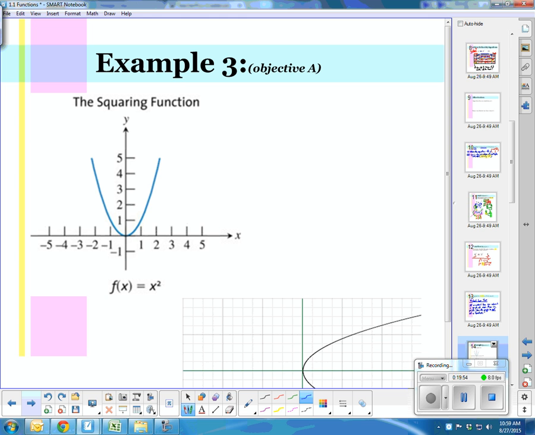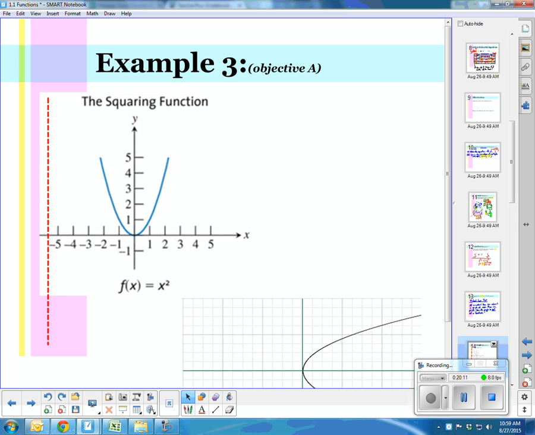I've got a couple of examples here. One is the squaring function. If I draw some vertical line, make that nice and vertical, and I drag that vertical line across, I can see that I'm intersecting at 1 point, 1 point, 1 point, at each position. Good. I only intersected it at 1 point, at maximum 1 point.